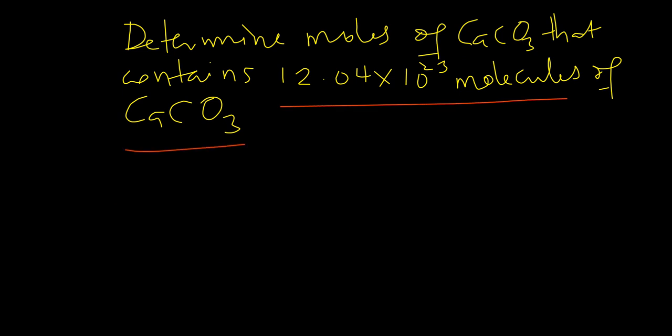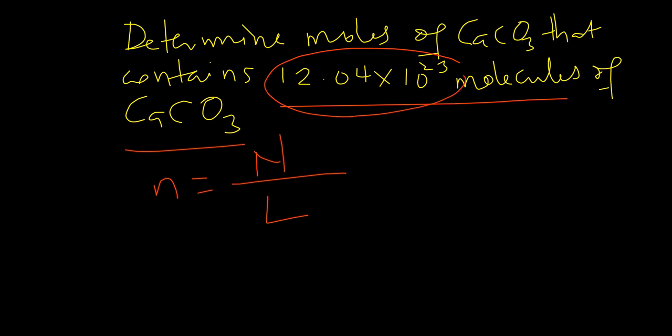Here we are asked to determine the mole, and you and I know that for you to get the mole, all you need to do is divide the number of particles given to you by the Avogadro's number. So that's what we're going to do. The number of particles given to us, here the number of molecules, is this number. The Avogadro's number would always be given to you. So the number of particles will be 12.04 times 10 exponent 23 divided by the Avogadro's number, which would always be given to you.